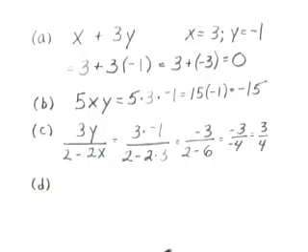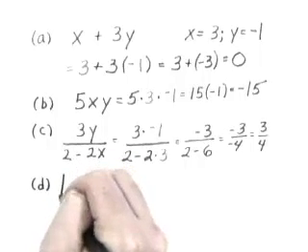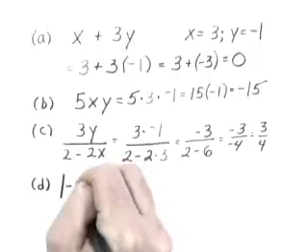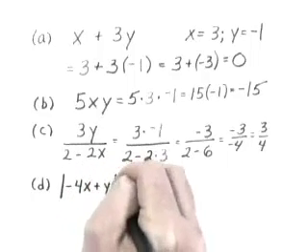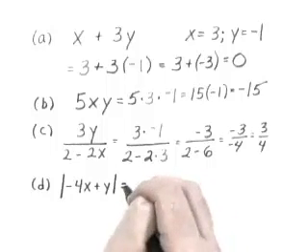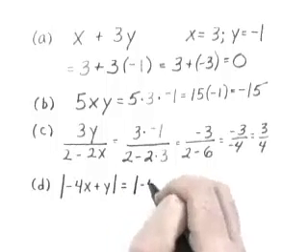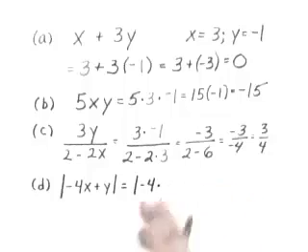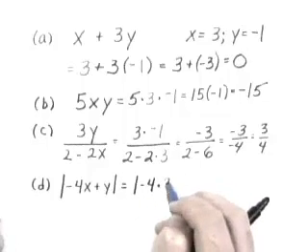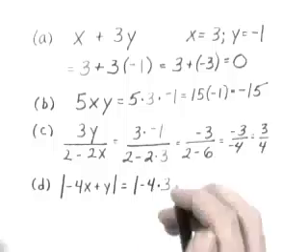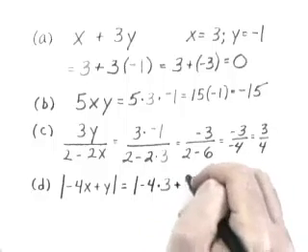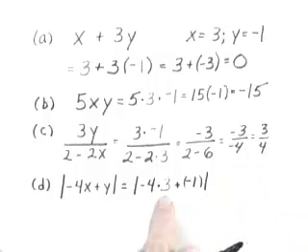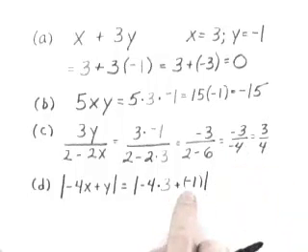Finally, let's do one more where our algebraic expression contains absolute value. We have the absolute value of negative 4x plus y. So again, all I'm going to do is wherever I see an x, I'm going to substitute 3 in its place. And wherever I see a y, I'm going to substitute negative 1 in its place. So what I have here is plus negative 1.